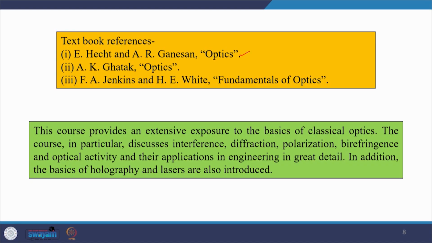As a reference book, I would be majorly following Optics by E. Hecht and A. R. Ganesan, and Optics by A. K. Ghatak. Off and on, I would also be resorting to Fundamentals of Optics by F. A. Jenkins and H. E. White.